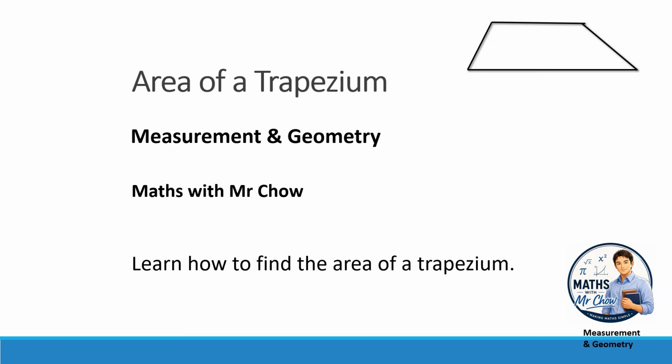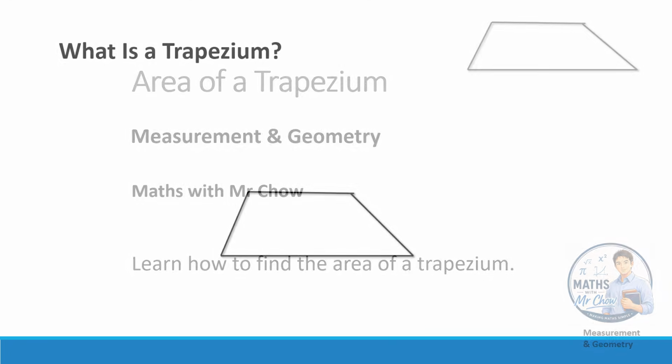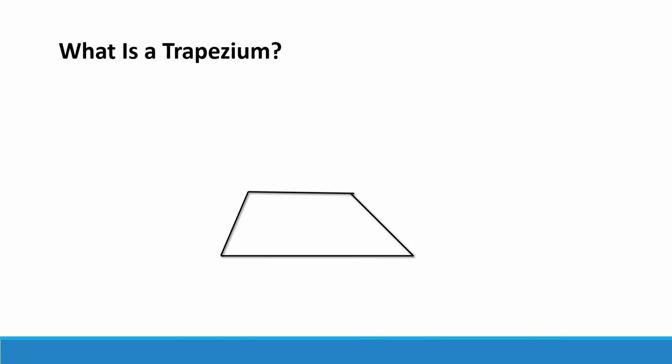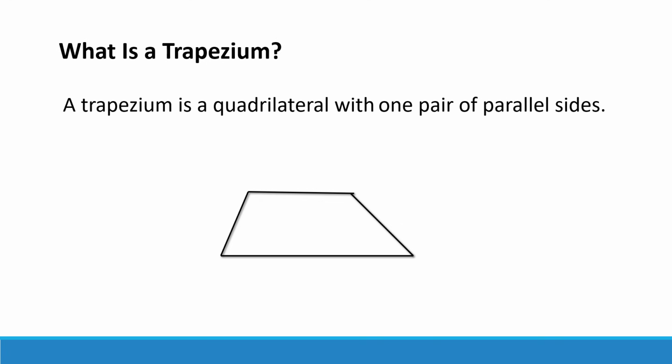In this lesson, we will learn how to find the area of a trapezium. Let's get started. What is a trapezium? A trapezium is a quadrilateral with one pair of parallel sides. The matching arrows show us which sides are parallel.